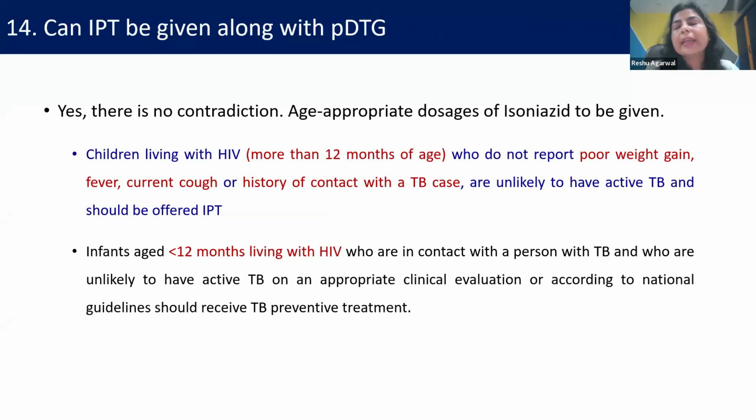The other question is, can IPT be given along with pediatric DTG? Yes, so there are no contraindications for isoniazid. So isoniazid as per age and weight has to be given to all the children as per guidelines, and it can be given without any hesitancy.